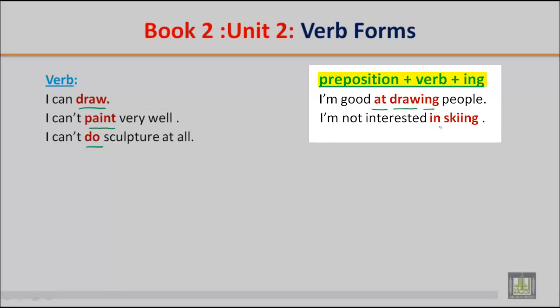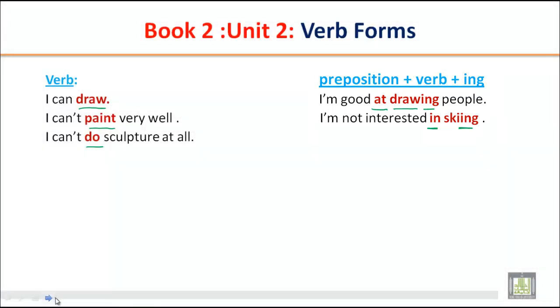I'm not interested in skiing. So you can see here this is the preposition and we have the ing form here. Let's look at some more examples.